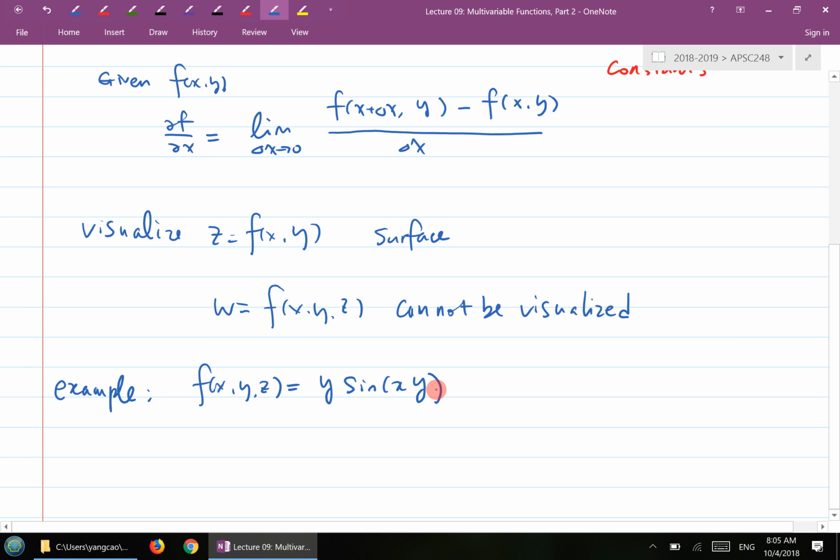Okay, so here is a function of only two variables, so I don't really need a z over here. Here's a function of two variables. It's y times sine xy.